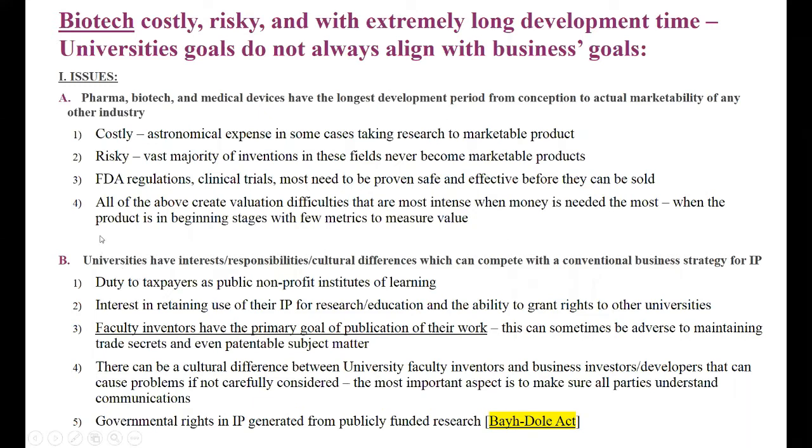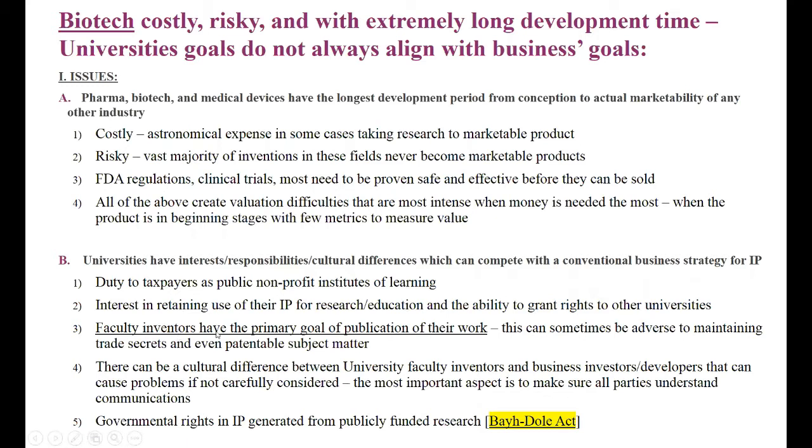And universities also have some other issues because their interests and responsibilities as universities and their cultural differences, particularly with professors, I would say, can compete with usual business strategies for intellectual property. And you can see there, you can read those yourself, duty to taxpayers, particularly in item 2, interest in retaining use of their IP for research and education. We'll talk about that. There's actually an important case that came down about that has changed the structure of some university license agreements, and we'll give examples of that.